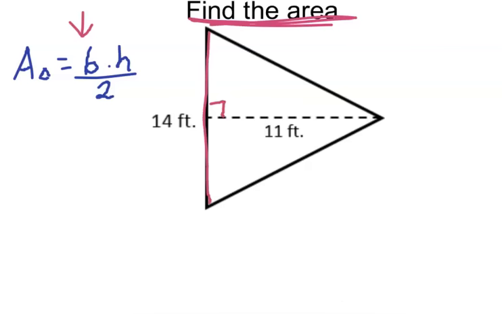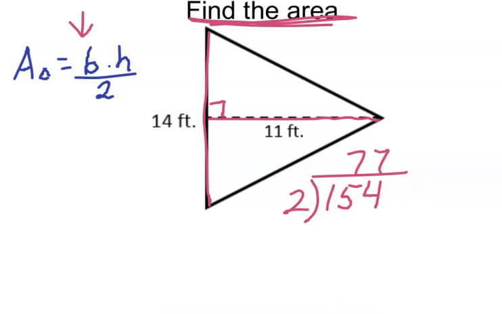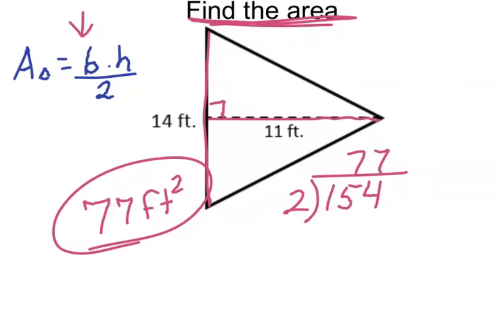So we're going to say the 14 is the base, 11 is the height. So we have 14 times 11, and that equals 154. And then we have to divide that by 2. So half of 154 equals 77. Okay, so the area is 77 feet squared. All right, that's all there is for that one.